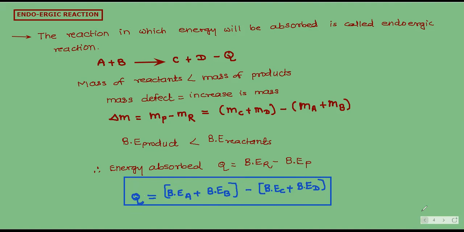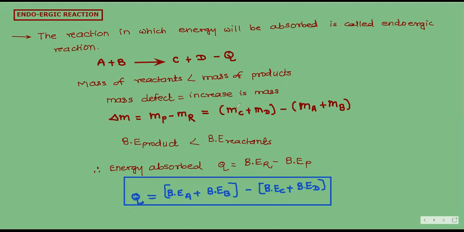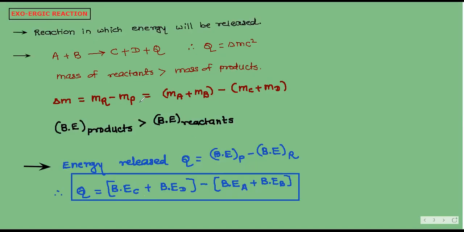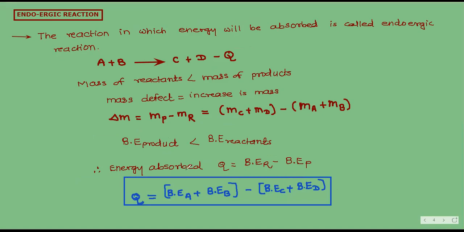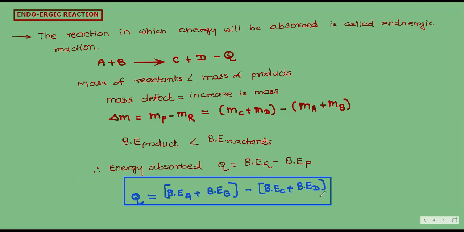So you can see the difference here. Here mass of reactants is greater than mass of products. Here mass of reactant is less than mass of product. Mass defect is increase in mass. Here mass defect is just subtraction. Here binding energy of product is greater. In this case binding energy of product is less. Here energy absorbed is reactant minus product. Here product minus reactant. You can see here A plus B and C plus D. Got it? This is your endoergic reaction.